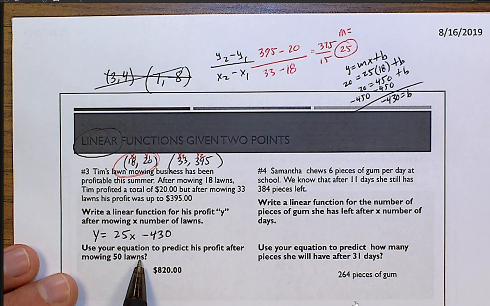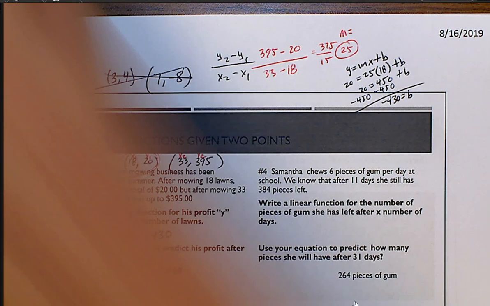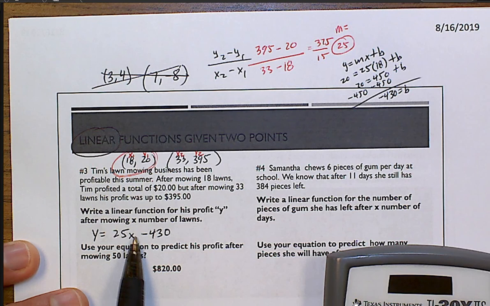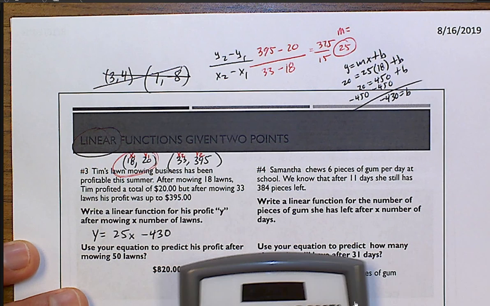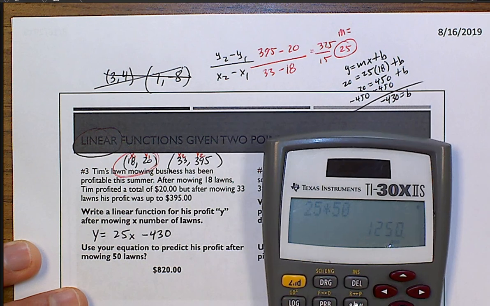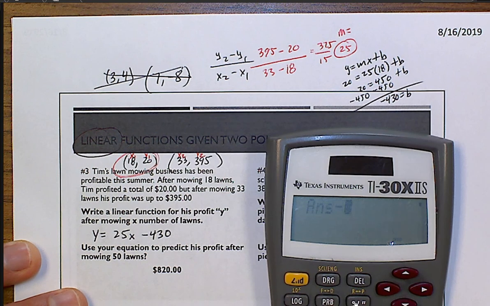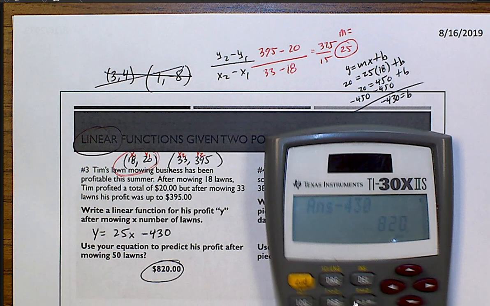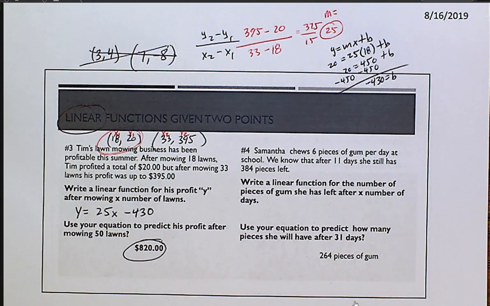So now when it says use your equation to predict his profit after mowing 50 lawns, what are we going to do? Well, we're going to take the calculator out, plug in 50. Remember, we said he's making $25 per lawn, so 25 times 50. That gives me $1250 there. Get my calculator in view. And then I'm going to subtract 430. And there's your 820 right there.